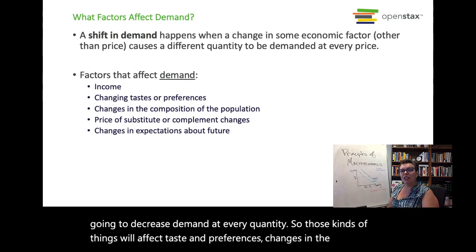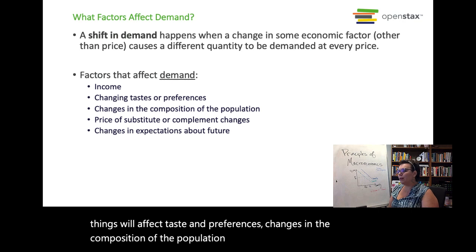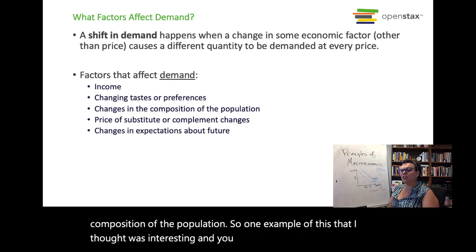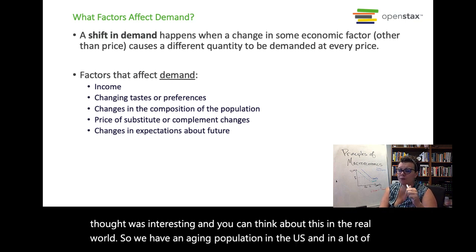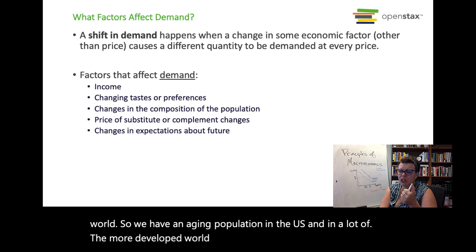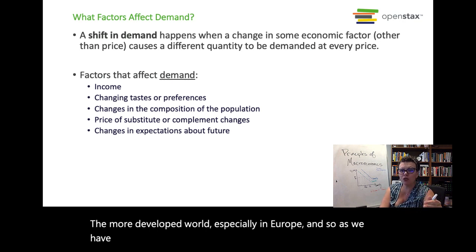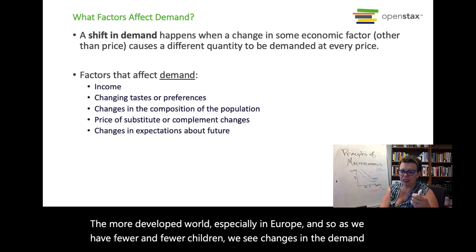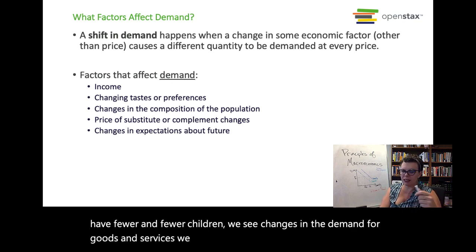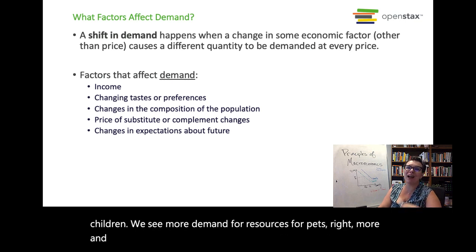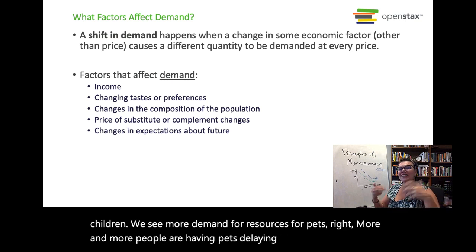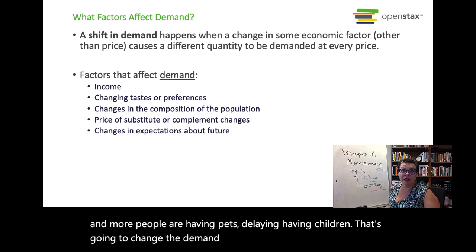Changes in the composition of the population. So one example of this that I thought was interesting, and you can think about this in the real world. We have an aging population in the US and in a lot of the more developed world, especially in Europe. And so as we have fewer and fewer children, we see changes in the demand for goods and services. We see less and less demand for stuff for children. We see more demand for resources for pets, right? More and more people are having pets, delaying having children. That's going to change the demand curves in those various markets.